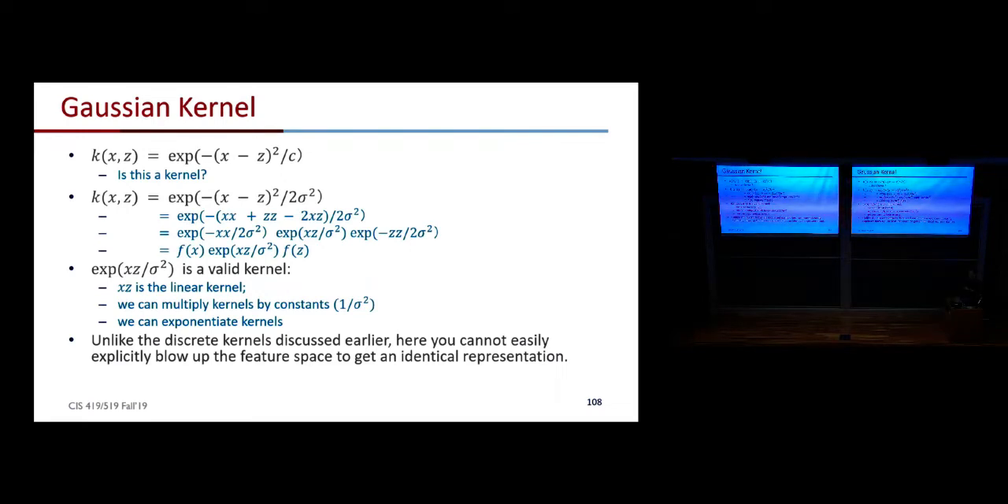Now I can argue that the one in the middle is actually a kernel. Why is this a kernel? Because x dot product z is a linear kernel. We can multiply it by a constant, and we can exponentiate a kernel. So the stuff in the middle is a kernel. And multiplying a kernel by the same function, left and right, remains a kernel. So these three operations, plus multiplying by f of x and f of z on both sides, are some of the construction operators that I listed before, and therefore what you get here is a valid kernel.